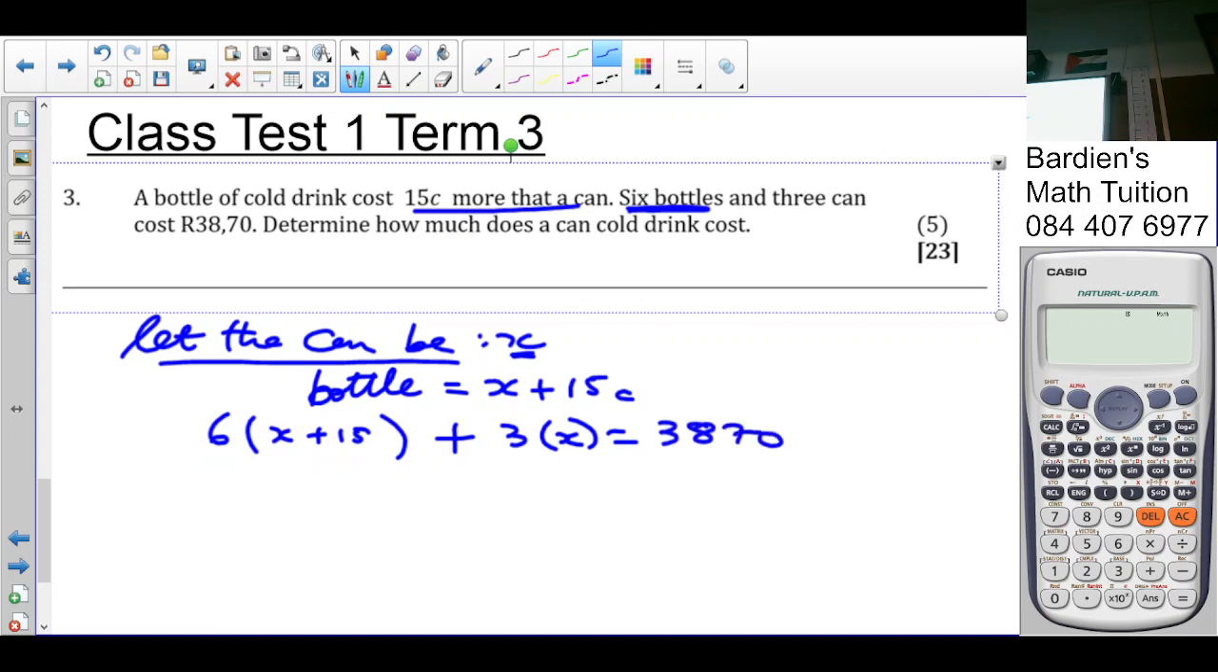3,870 cents. You see, that was in rands. So how many cents are there in a rand? 100. So it's 3,870 cents. Why did I convert it to cents? Because that is given in cents. Not an O, it's a C. It looks like an O.